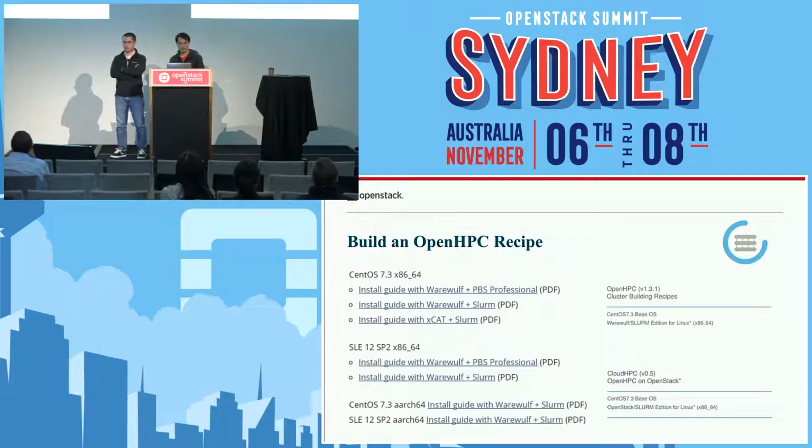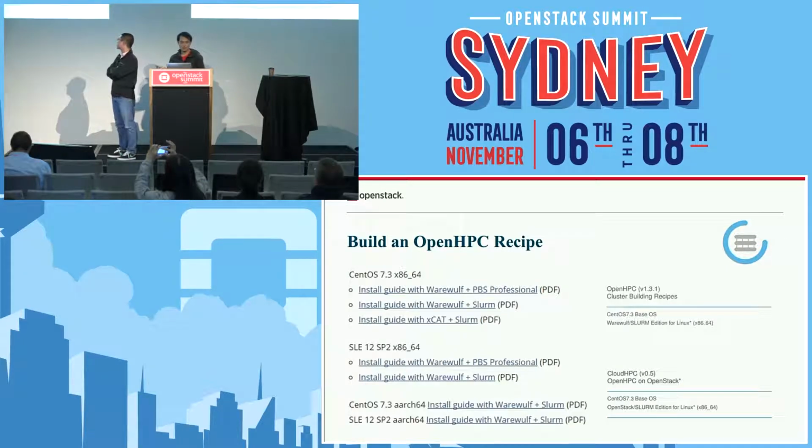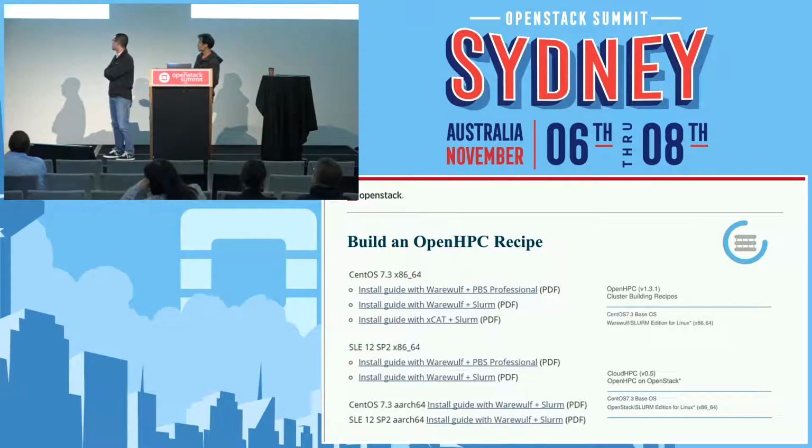As I mentioned just now, OpenHPC provides a list of recipes that you can use. For example, let's say someone is interested in using Warewulf and PBS Professional on CentOS. There is an install guide and recipe to tell you how to provision that environment with Warewulf and PBS on CentOS. Or if other people want to use Warewulf and Slurm, there's also another recipe for that. And if you're working on SLES, then there's a different recipe that you can use. So what we have done here is provide a recipe that integrates OpenHPC on OpenStack running on CentOS.